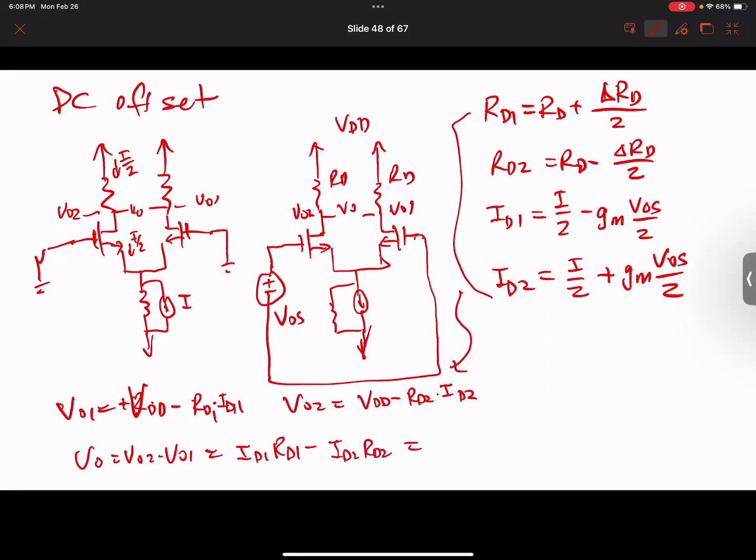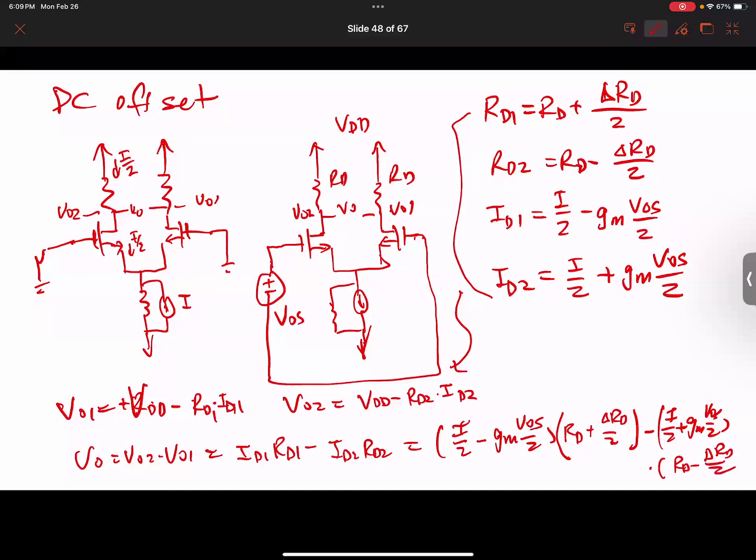And we're going to use ID1 is 1/2 I minus GM times VOS over 2 times RD1, which becomes RD plus delta RD over 2, and then minus 1/2 I minus GM times VOS over 2. That's plus. So the other one is plus, and then times this RD minus delta RD over 2. Okay, so you got this equation here.